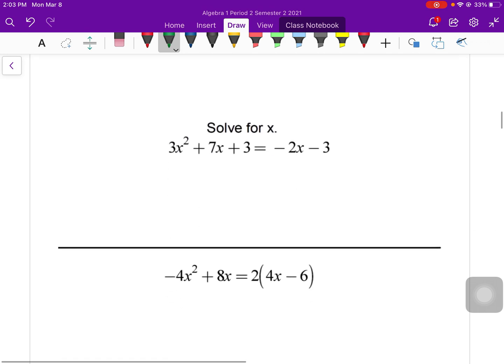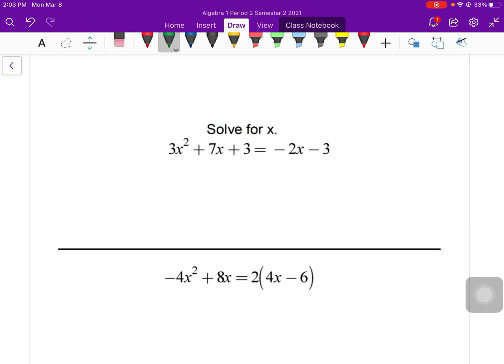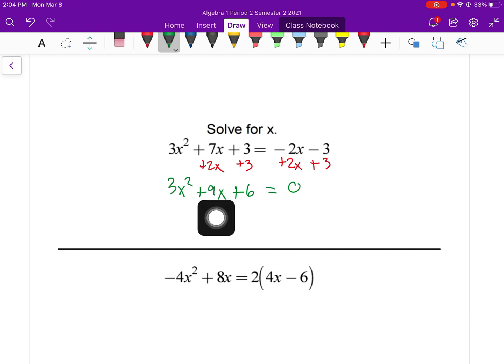So you may or may not always know which one to do. So the first thing you should always do is get everything to one side and just kind of see what happens. So in this one, I'm going to add 2x to both sides and add 3 to both sides. That gives me 3x squared plus 9x plus 6 is equal to 0. So at this point, I know that square rooting is not the method I'm going to use because I have this 9x. So I'm going to factor out a GCF.